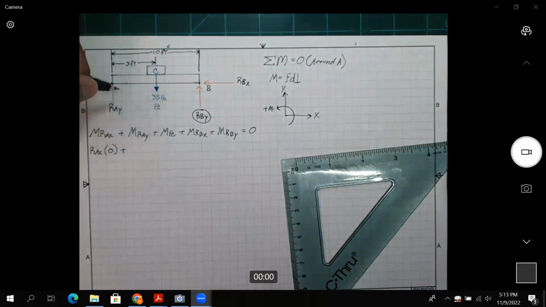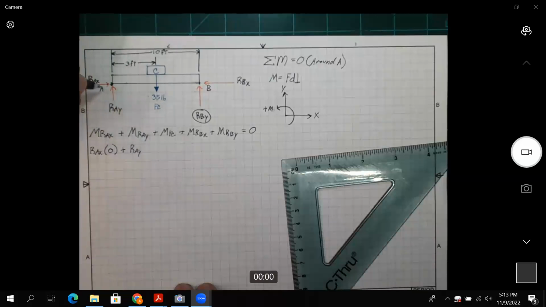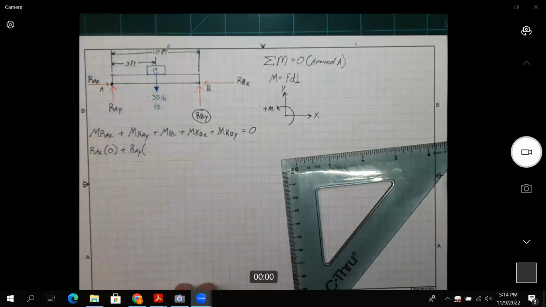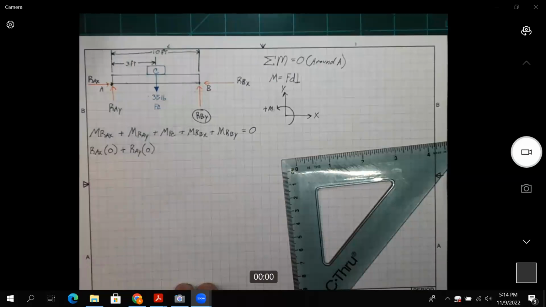But since RAY is located at joint A, let me just write this. What is the perpendicular distance of RAY from joint A? Of course, this is 0. So I'm not going to worry about the negative or positive sign.